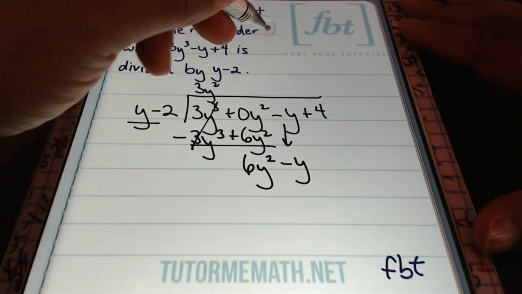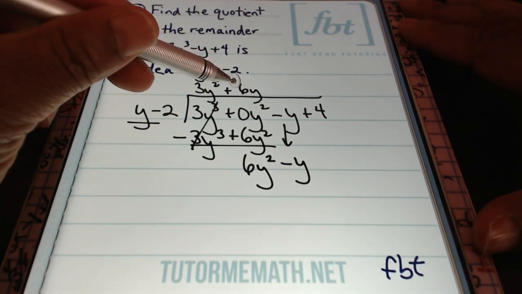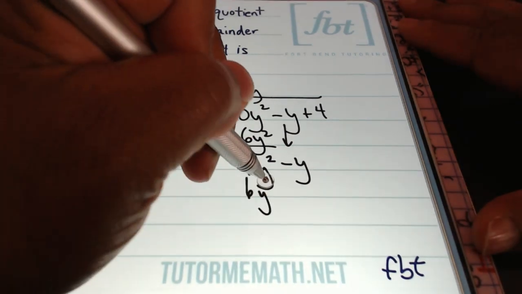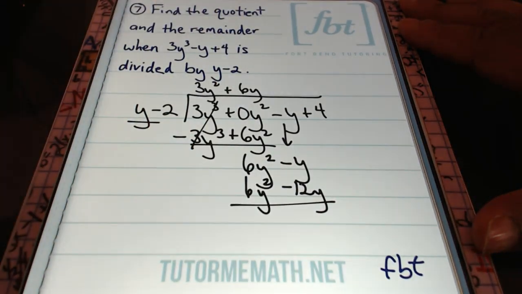So that means that we'll be multiplying this time by 6y. Multiplying by 6y, we'll have 6y times y, which is 6y squared. We'll have 6y times negative 2, which is negative 12y. And then we will change the signs, guys.